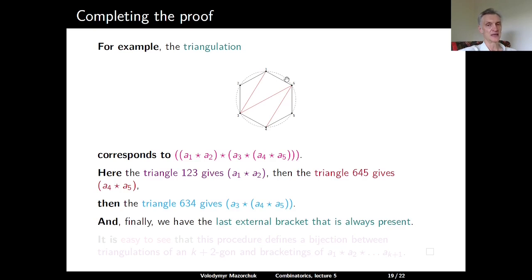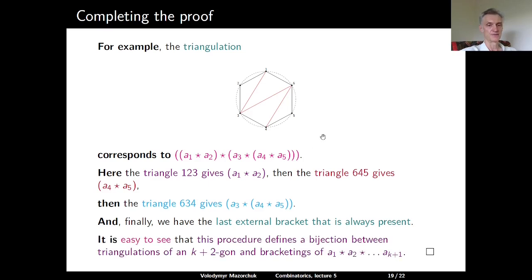And then our side 1, 6 corresponds to the global bracketing, which is the last step, which is always present. So these are the outermost brackets in our expression. And it is easy to see that this procedure defines a bijection between triangulations of a k plus 2 gon and bracketings of A1 star A2 star and so on star A sub k plus 1. So our triangulations are indeed enumerated by Catalan numbers.